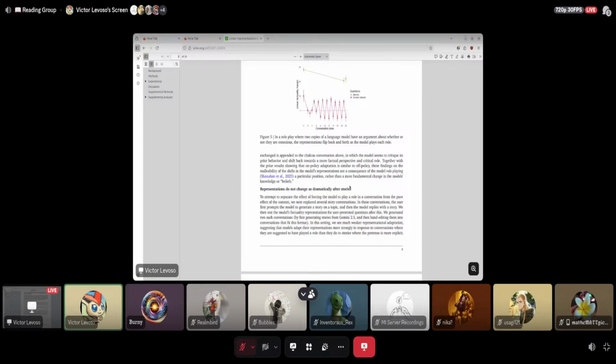So Inventarius Rex says that Arcee has released a lightly fine-tuned preview of the 400 billion model. Yes, could be interesting.